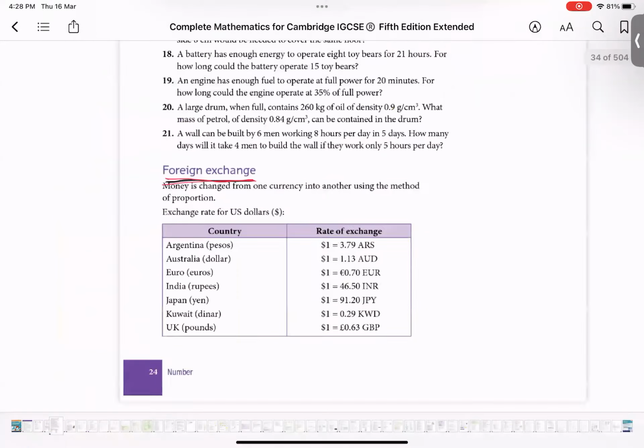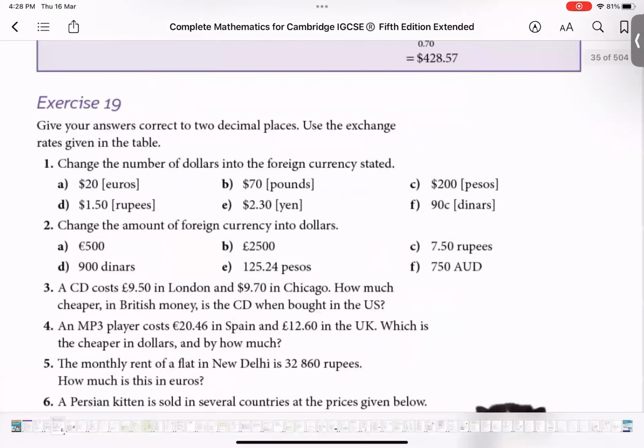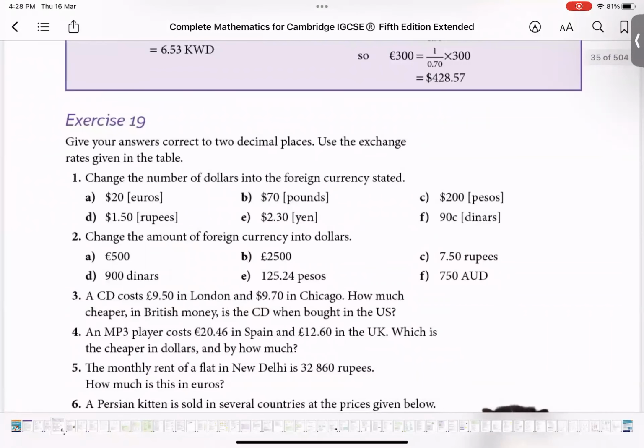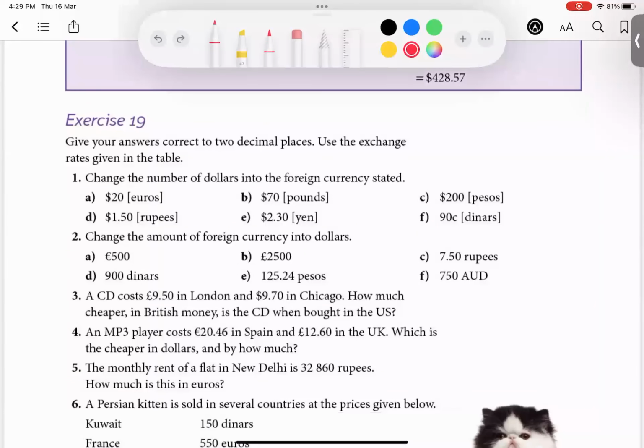So let's start. The idea is still the same. I will use the cross multiply method. The way I taught you ratio and proportion, the same way we'll do this topic, inshallah. So have a look now. For example, he said change dollars into foreign currency stated, like dollars we have to convert into pesos. So I will write two titles. Title number 1 is dollar. Title number 2 is pesos.